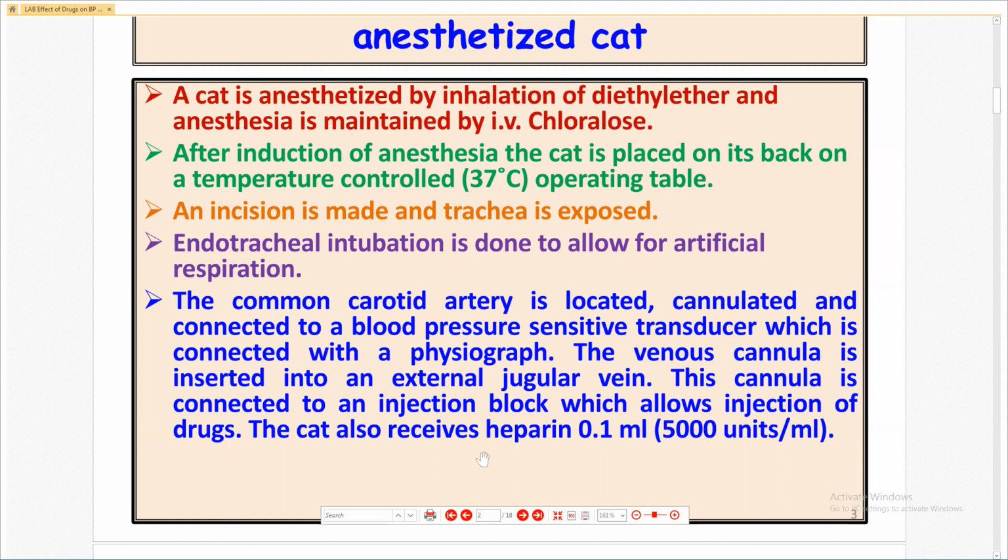The cat also receives heparin 0.1 ml. The concentration of heparin is 5000 units per ml. The cat receives the heparin, which is an anticoagulant, to maintain the blood viscosity. We need heparin.